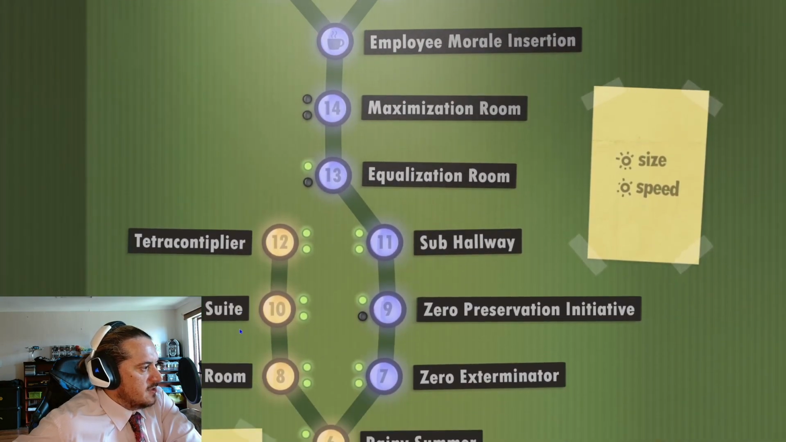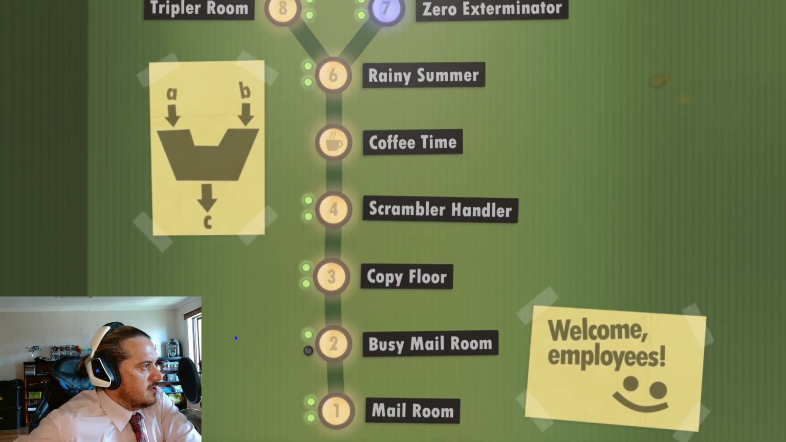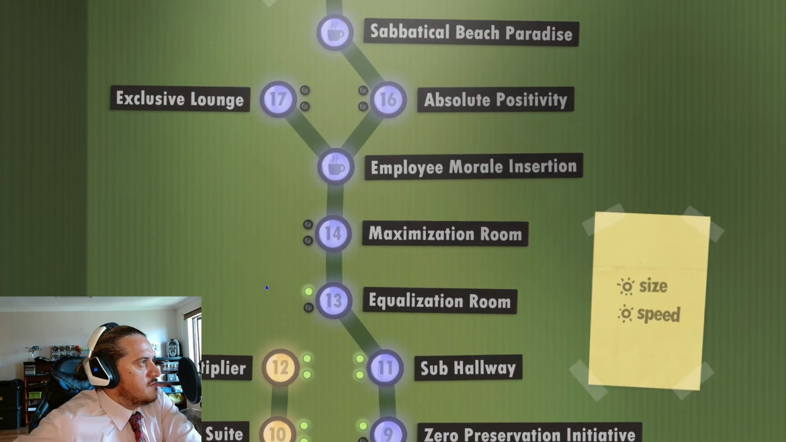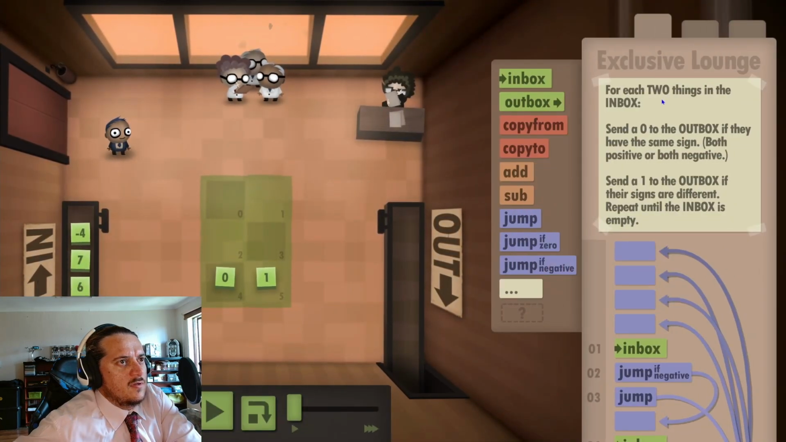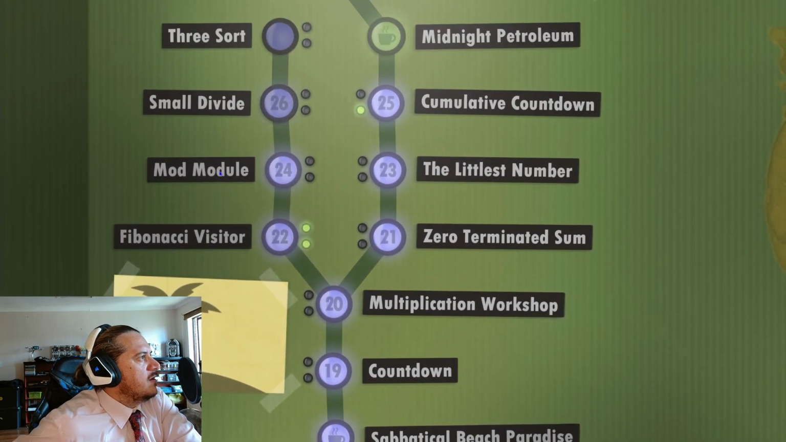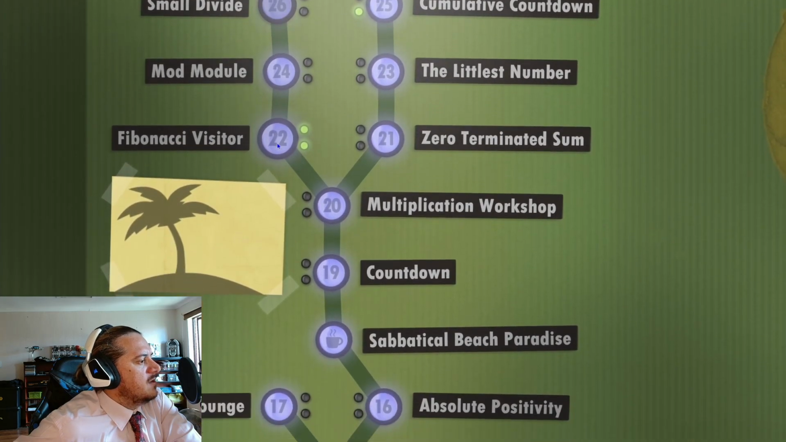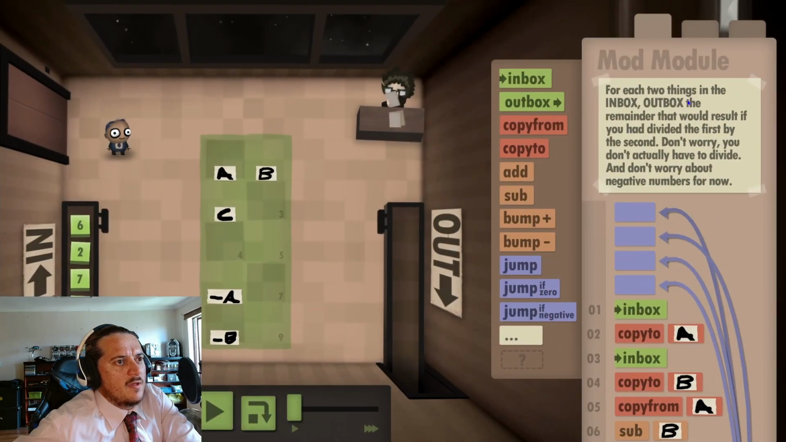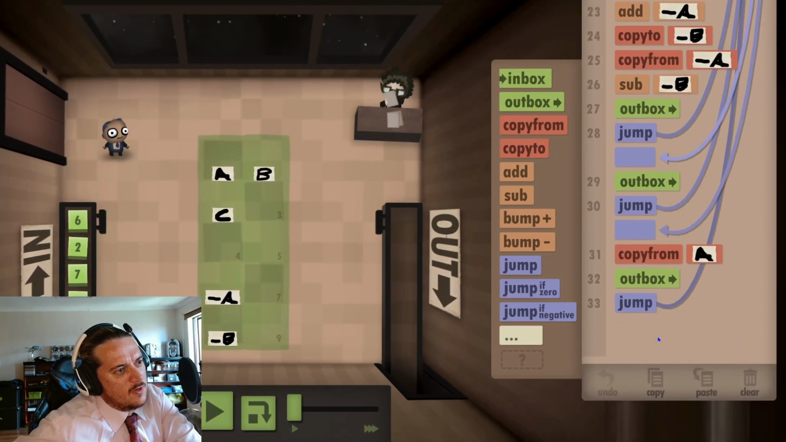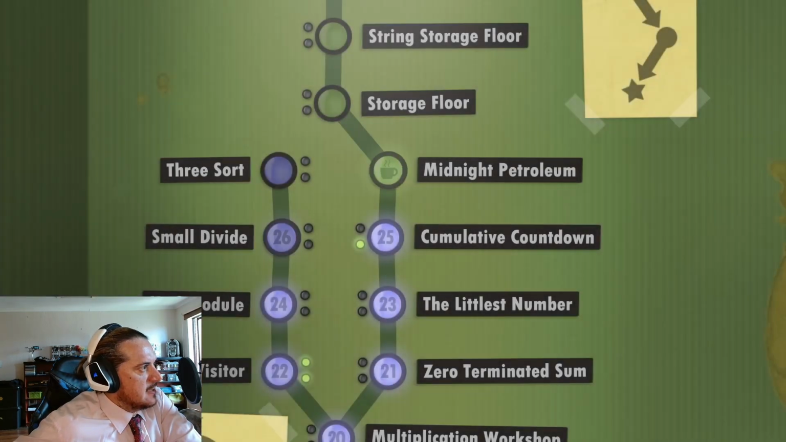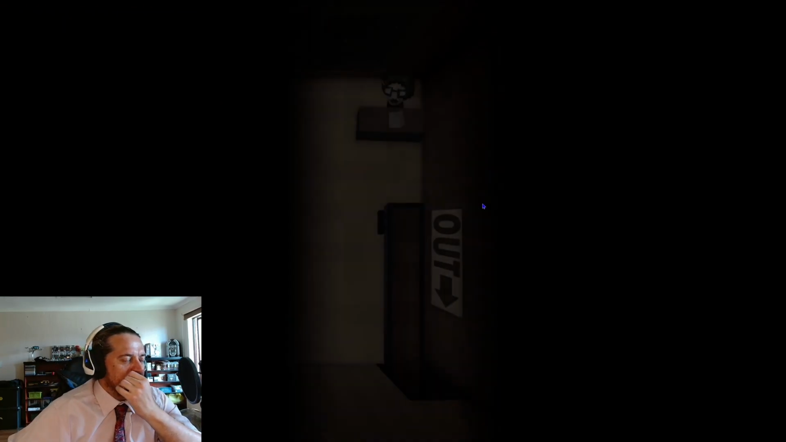There was a division, wasn't there, somewhere? We did a tripler exclusive. Says here, no, this isn't the one we did. It was the... what one? Was this the remainder one? Yes, it was this one. Oh, this was a complicated one. Look at that. Copy. Okay. This was maximum complication. Small divide.